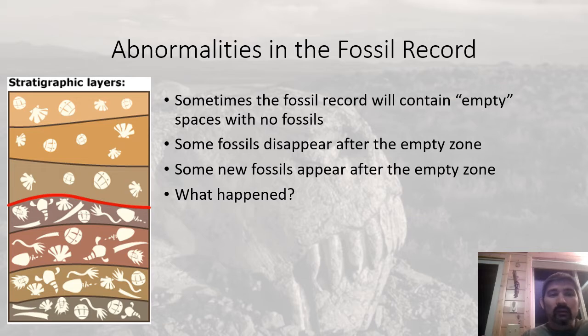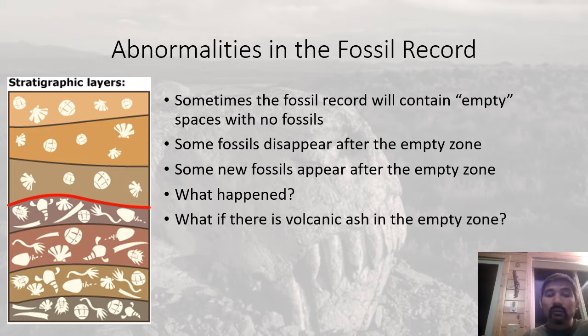And if we find in the same layers all over the earth that these things are gone, we can conclude that they went extinct. And if lots of animals are going extinct at the same time, we can say, hey, it looks like there was a mass extinction. So this is evidence of a mass extinction in the fossil record.